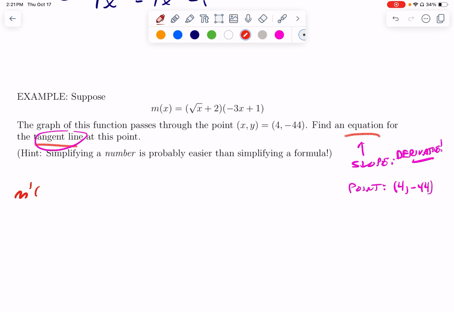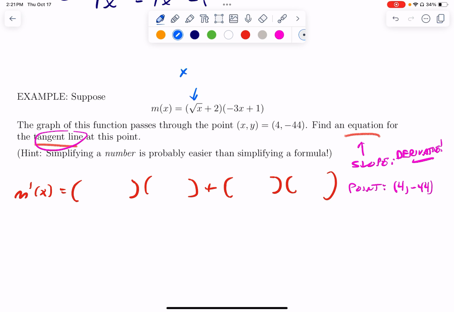So let's compute that derivative by doing product rule. So m prime of x equals product rule setup. And I'll fill these in one at a time. So square root of x is the same as x to the 1/2. So the derivative of that is 1/2 times x to the negative 1/2 plus the derivative of 2, which is 0. So I'm going to write the plus 0 just to make it clear that I thought about it. Derivative of the first thing times the second thing. So I'm just copying the second one.